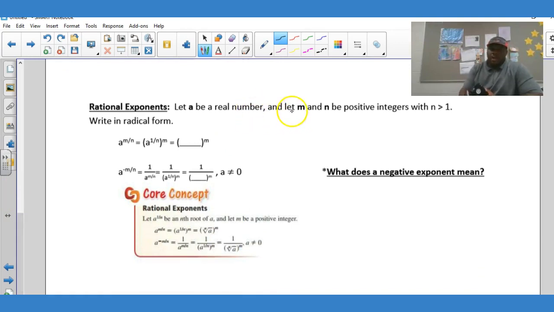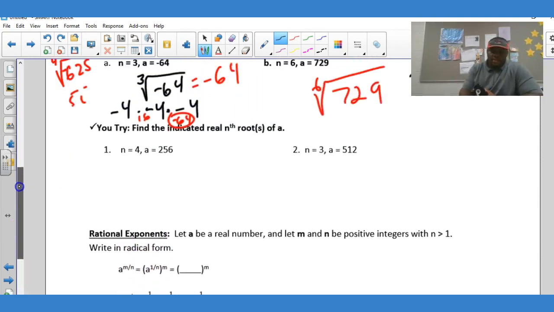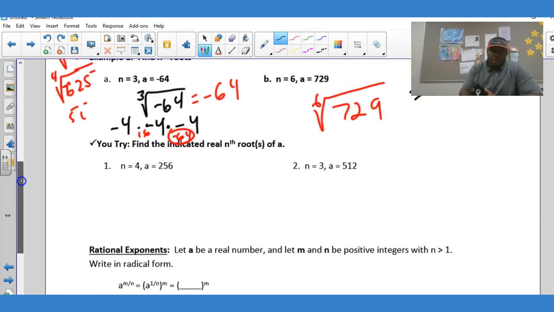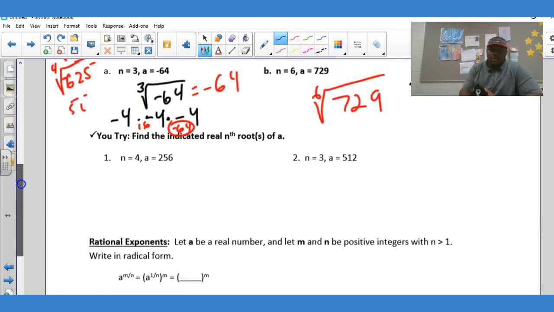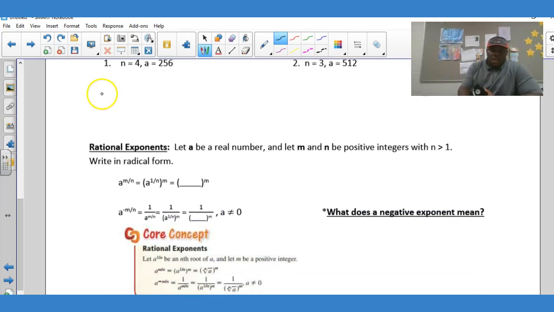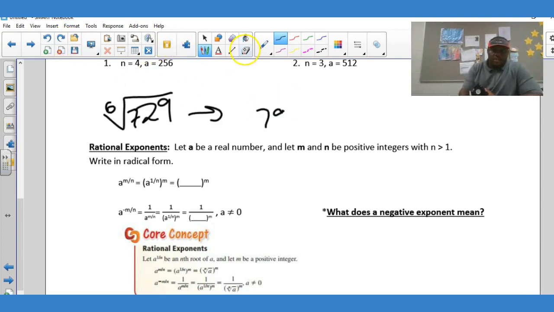Let a be a real number and let m and n be positive integers with n greater than 1. Write in radical form. Again, check this out. Let me go back to the example I used, the 6th root of 729. I can rewrite that as 729 raised to the 1/6.